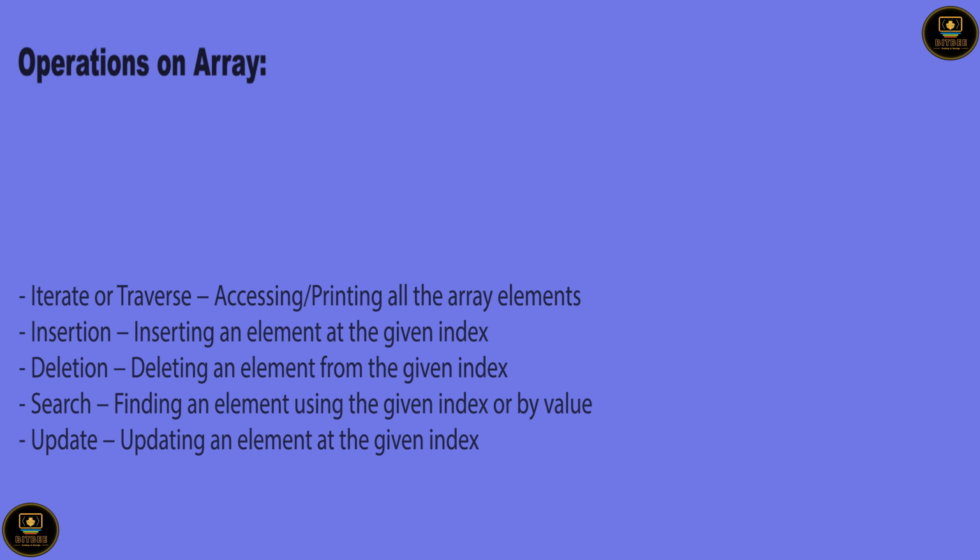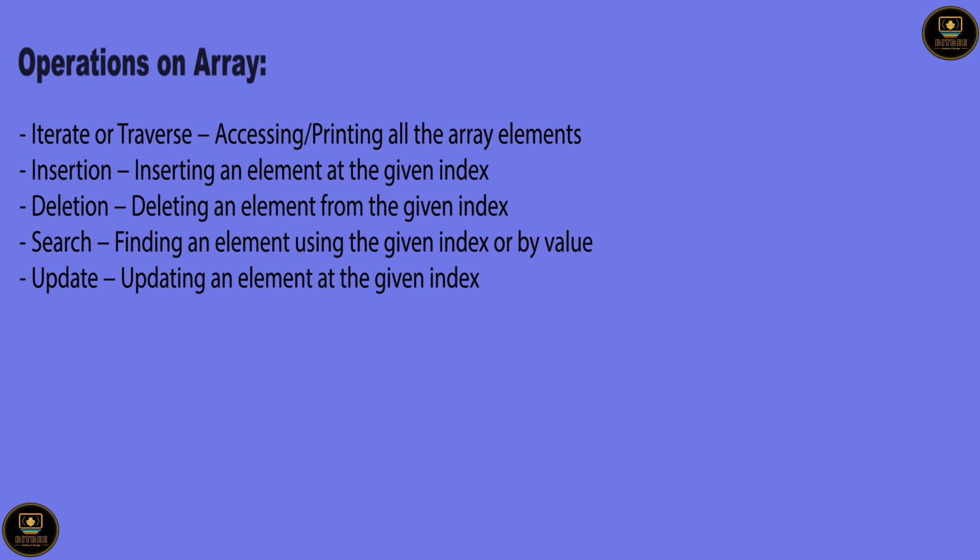Now let's explore the various operations we can perform on an array. Following are the various operations we can perform on an array. They are iterating or traversing an array to access the elements, insertion of an element, deletion of an element, searching of a given element, and updating an element at the given index.